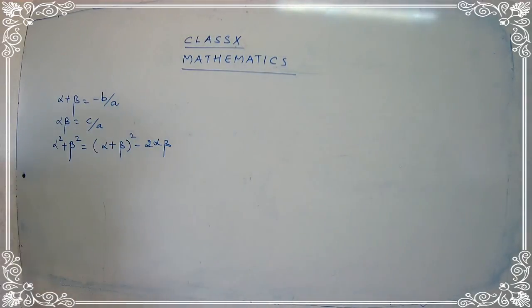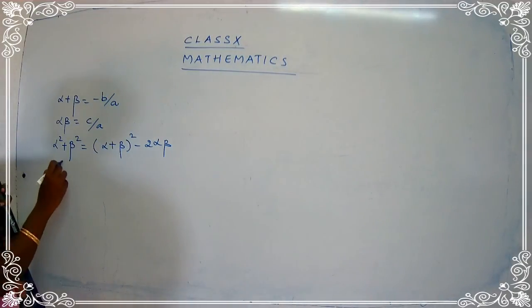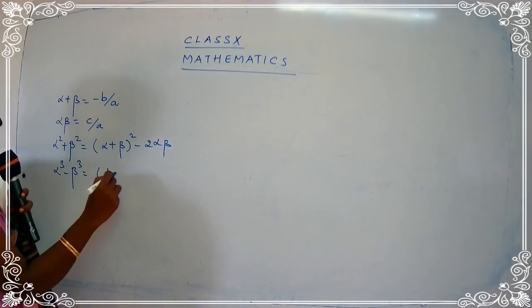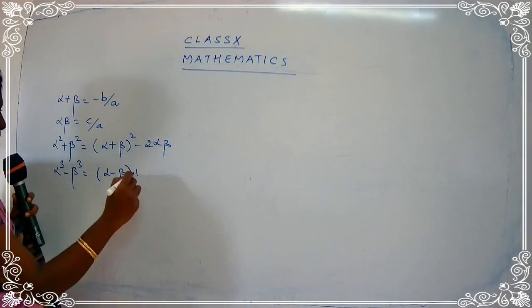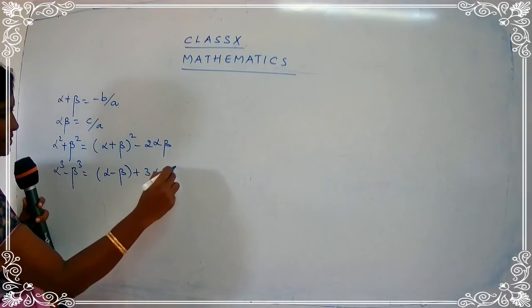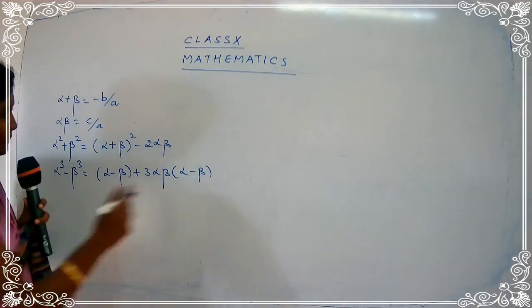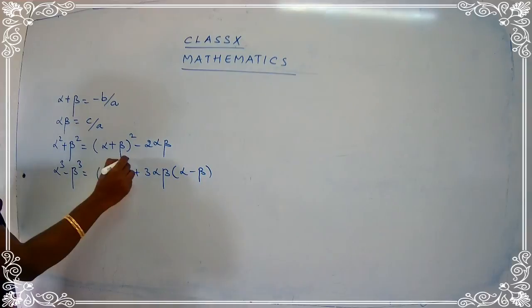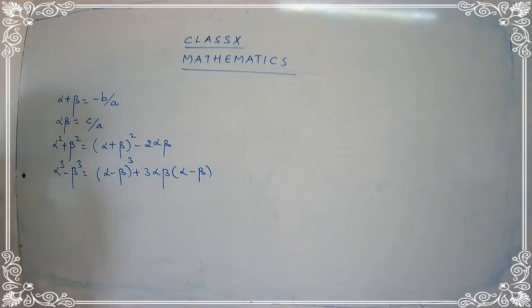What's the next one? Alpha cube minus beta cube. Remember the formula for alpha cube minus beta cube? It is alpha minus beta the whole cube plus 3 alpha beta, alpha minus beta.